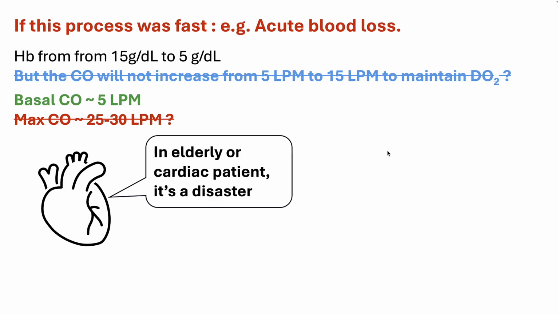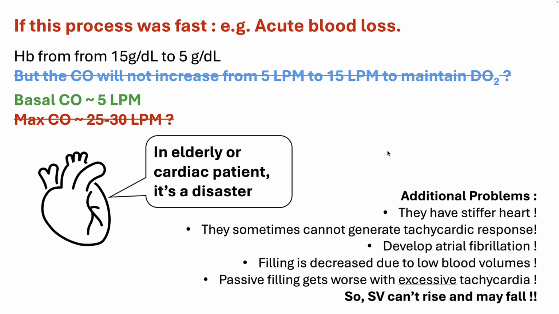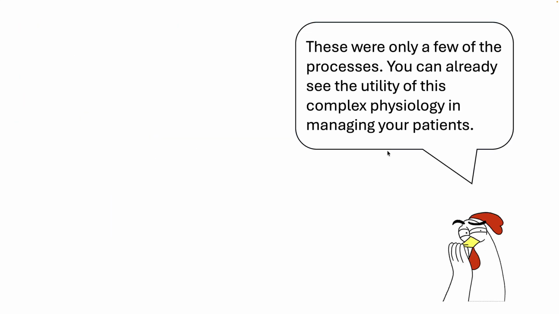In elderly and cardiac patients, it can be even worse. Why? Because these guys have a stiffer heart and sometimes they cannot even generate a tachycardic response. They have higher rates of atrial fibrillation. So stroke volume does not always rise and may even fall. So you can see that even simple things like hemorrhagic shock have a lot of complexities, and understanding this complex physiology can help you manage your patient more effectively.